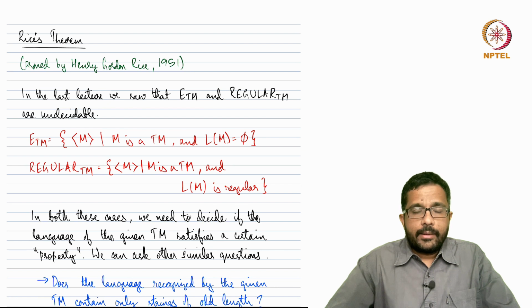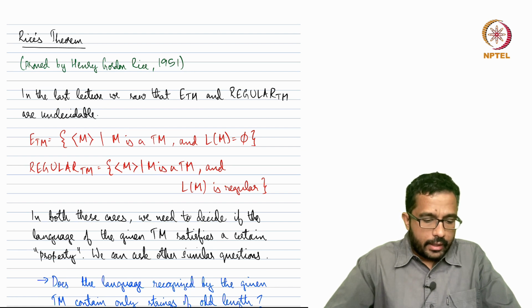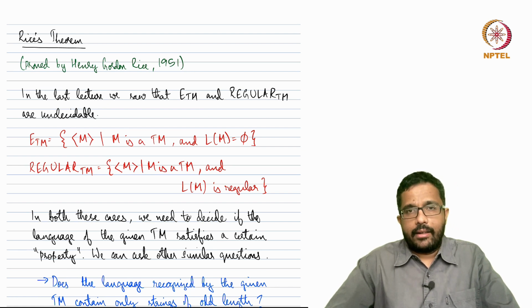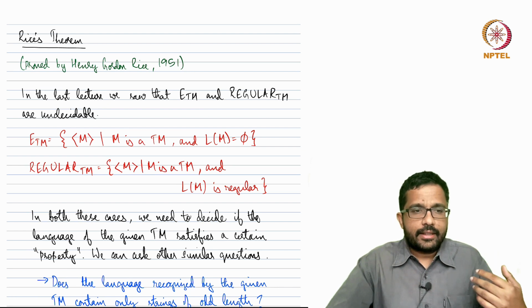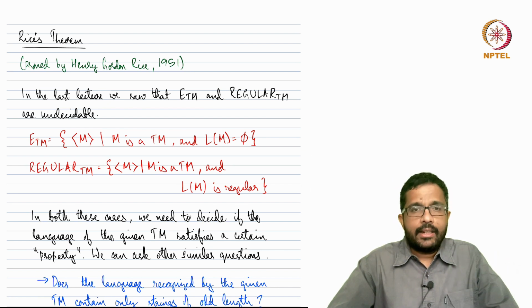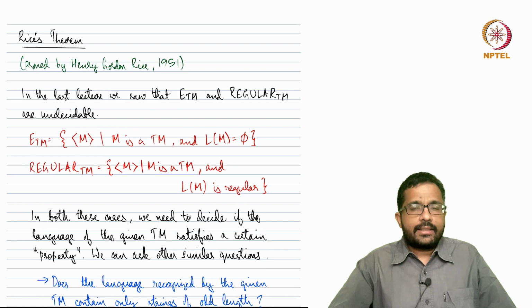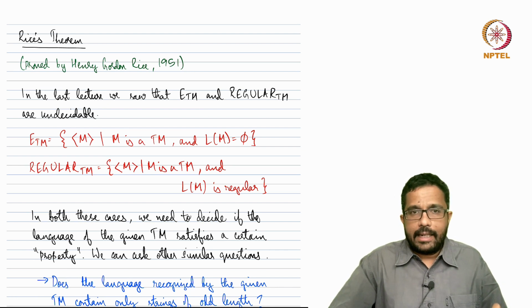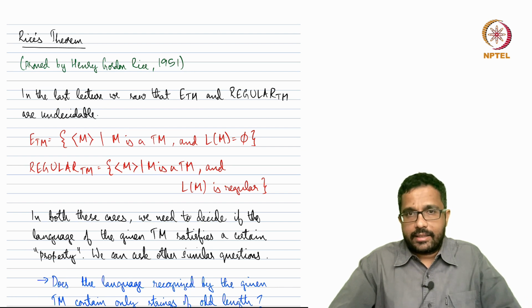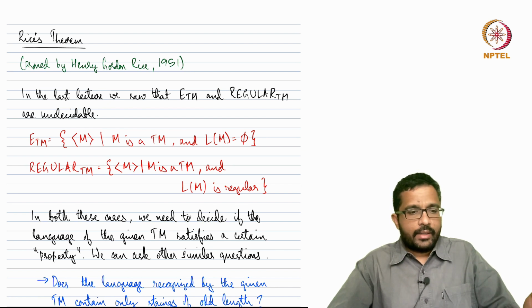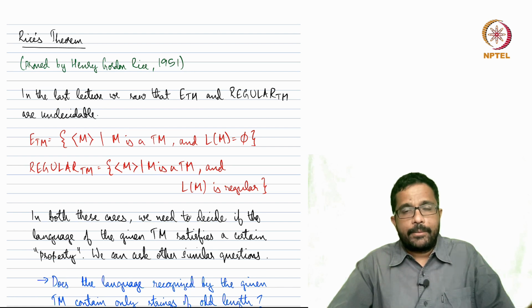In the previous lecture, we saw many undecidable languages, using reductions from ATM. In particular, we saw two undecidable languages, ETM and regular TM. So ETM is the question: given a Turing machine, is the language recognized by this Turing machine the empty language? That's what ETM is asking. Given a Turing machine, does this Turing machine recognize the empty language?